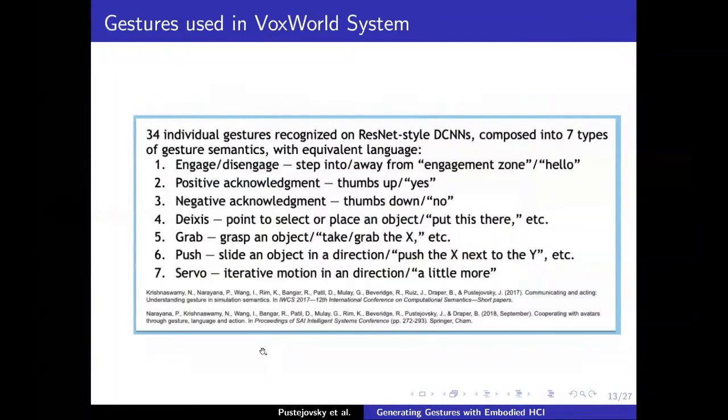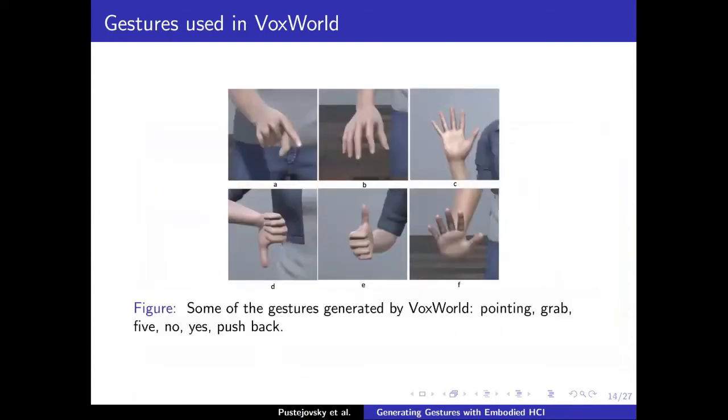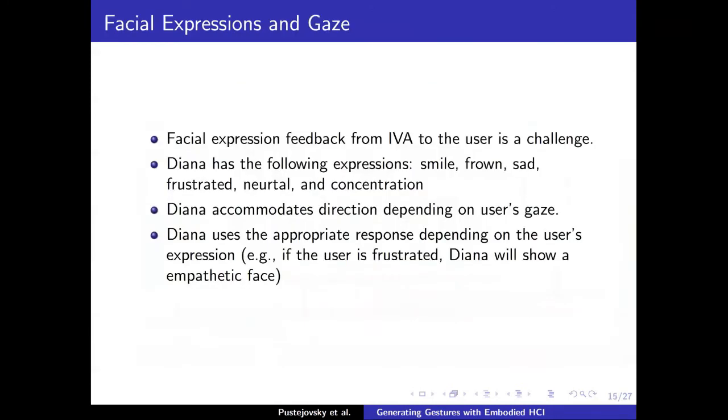So what we have here is 34 individual gestures recognized on a ResNet DCNN, essentially mimicking and creating everything that we had with the human-human studies. These are some of the gestures used in VoxWorld that we just saw. They're not only recognized, but also generated. The facial expression and gaze.